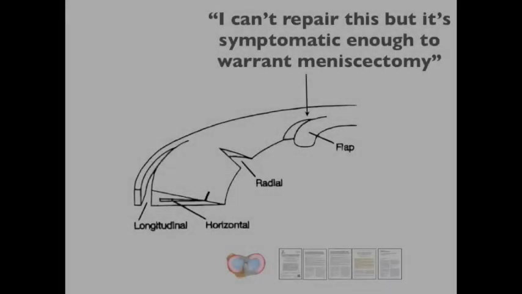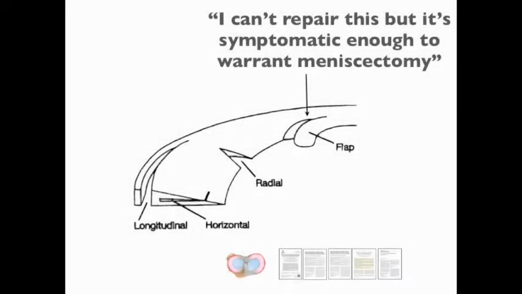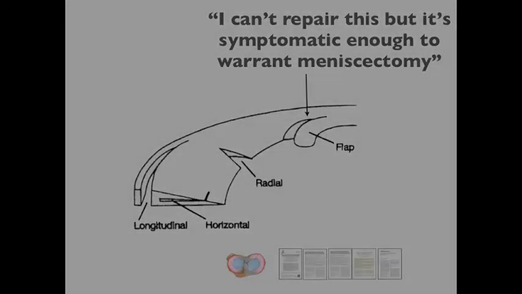Similarly, I had 2 of these today. Guys had these degenerative flap-like parrot tears. They cause a lot of symptoms. They're not really big, and they usually flip under the meniscus, and they annoy people like crazy. And so they're the ones you can't repair. I've tried, they just don't work. And usually the people are symptomatic enough to warrant intervention.